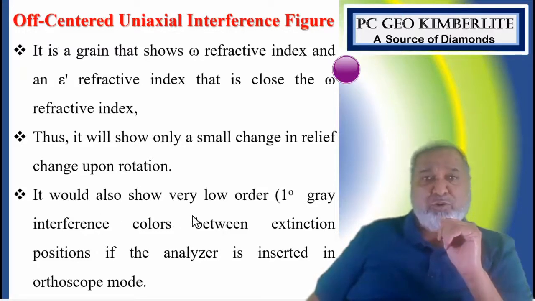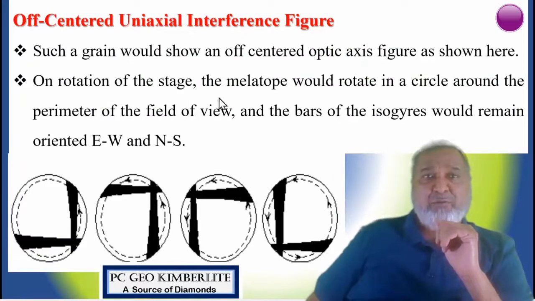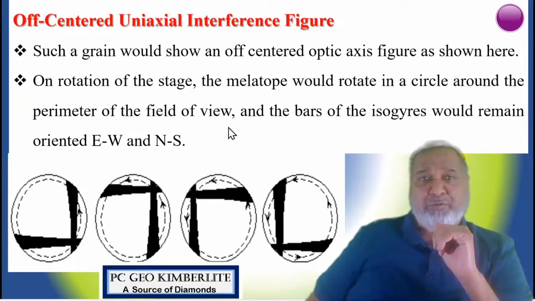It would show a very low-order, first-order gray interference color between the extinction positions if the analyzer is inserted in the orthoscope. Such a grain would show an off-centered optic axis, as shown here. On rotation of the stage, the melatope would rotate in a circle around the periphery of the field of view, and the bar, or isogyre, would remain. Yes, as you rotate, it will shift.